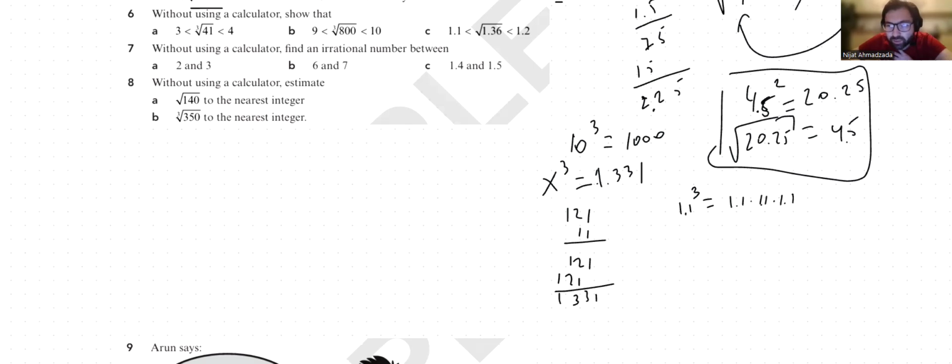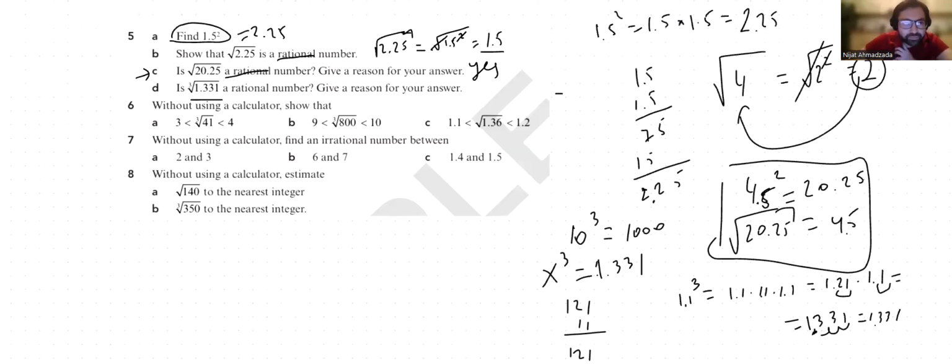So 1.1 squared is 1.21, times 1.1. That should be equal to 1.331. We have two numbers after the decimal, then one more, so in general we will have three numbers after the decimal. So the number will be 1.331. So we found the number, and this number is equal to 1.1. So this is indeed a rational number, because 1.1 is a rational number.